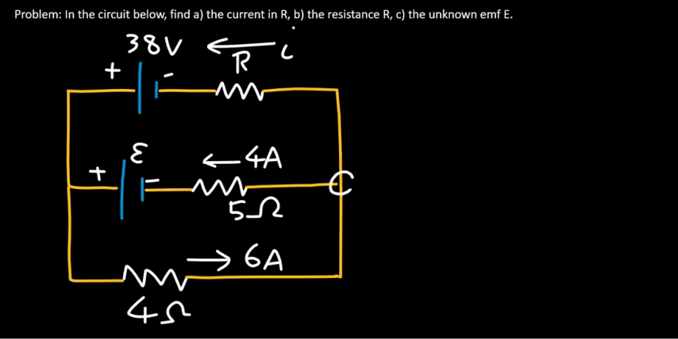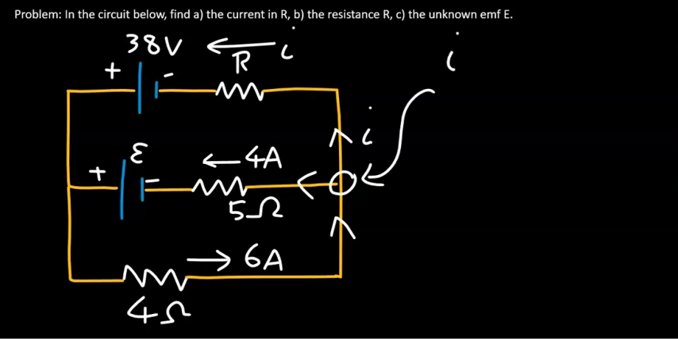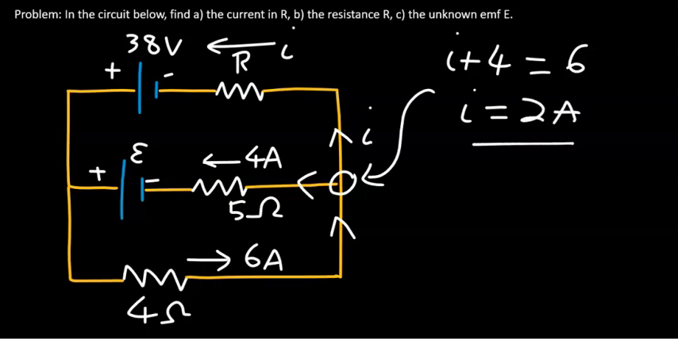Let's apply the junction rule to this junction. We know that I at that junction is going upward. You have a current of 4 ampere going to the left away from the junction, and also a current of 6 ampere going towards the junction. So applying the junction rule to this junction, the current away from the junction is I and 4 ampere. So I plus 4 equals the current towards the junction, which in this case is 6 ampere. So I is 2 ampere. That is the current through the resistor R.